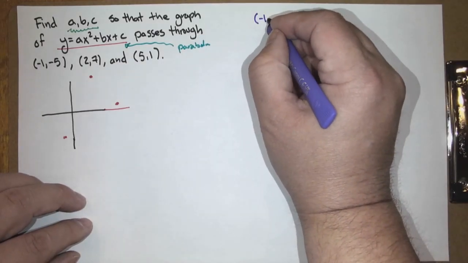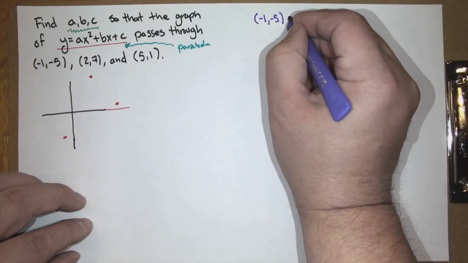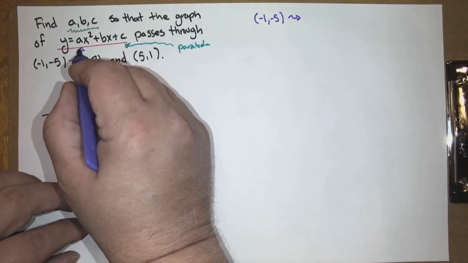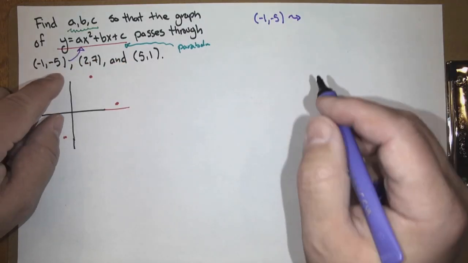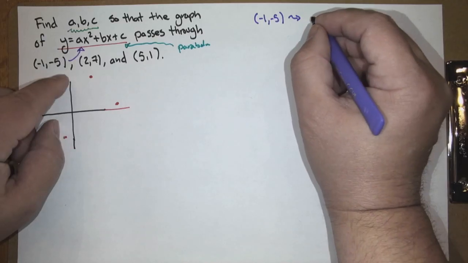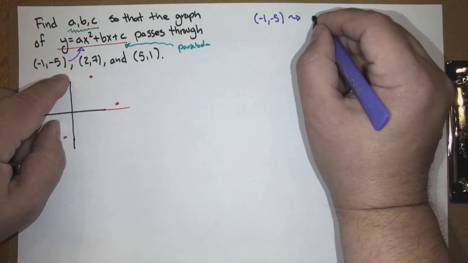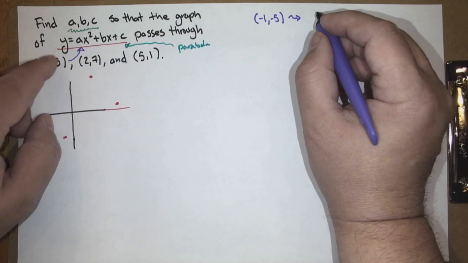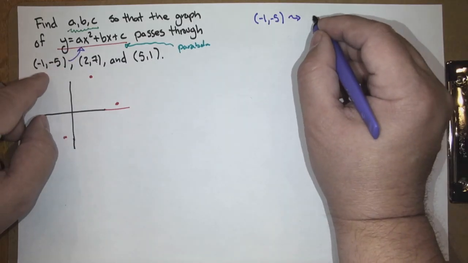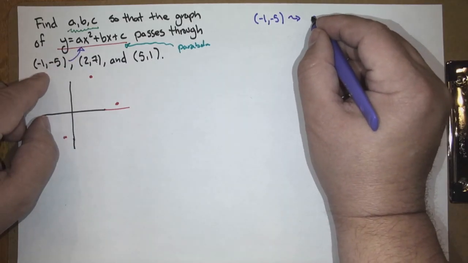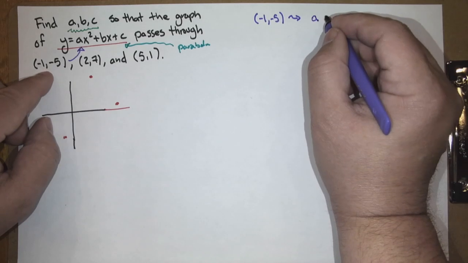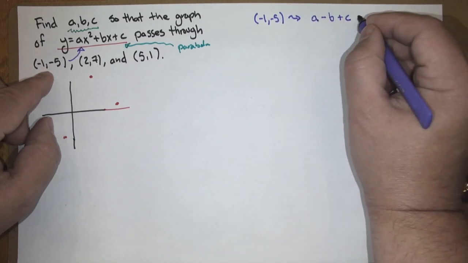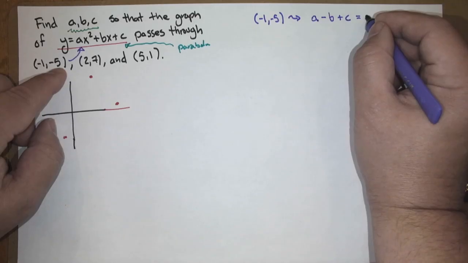So what we can do is turn the points into equations. Here's a point, (-1, -5). Well, what can we do with it? It has to be a point on this curve. We plug it in. Where we see the y, that's going to be our -5, and I'll put that on the other side in a second. Then we put in -1 for x. So you get a times (-1) squared, which is a, b times -1, which is -b, and plus c, and that has to be the y value, -5.